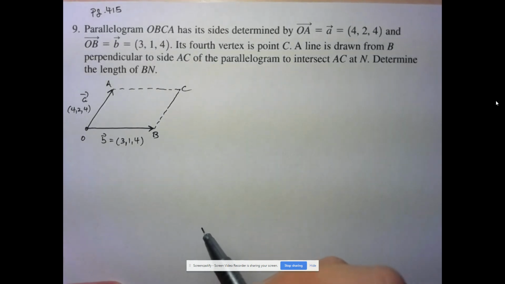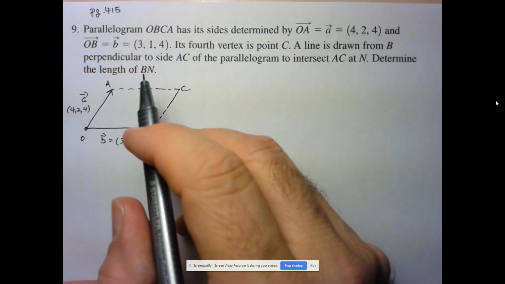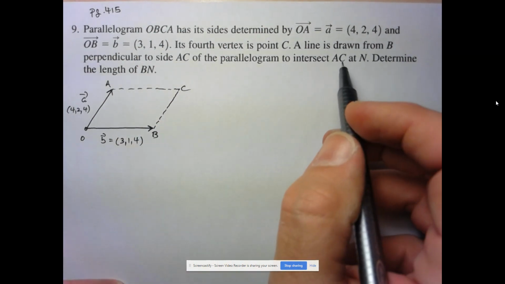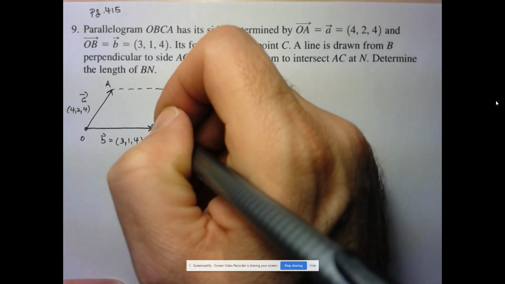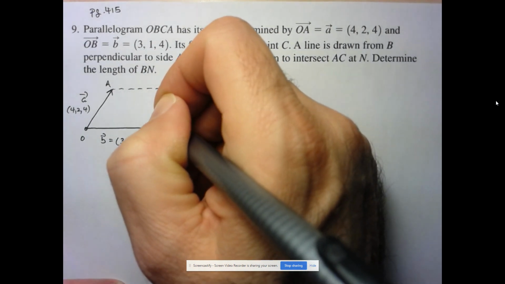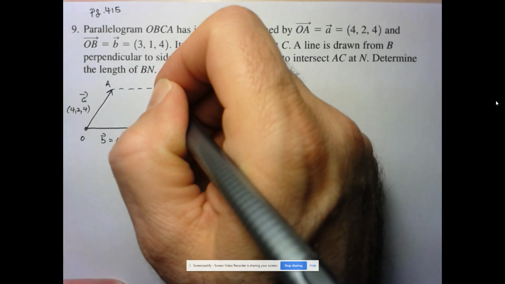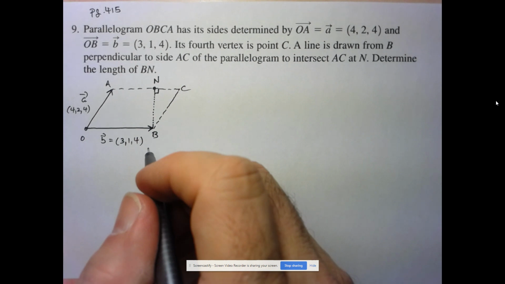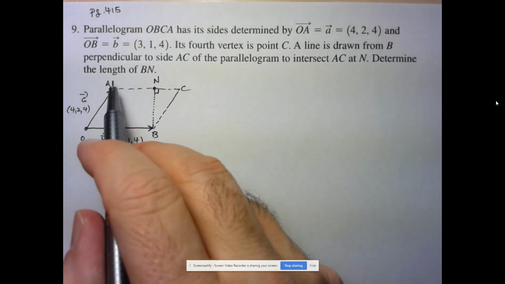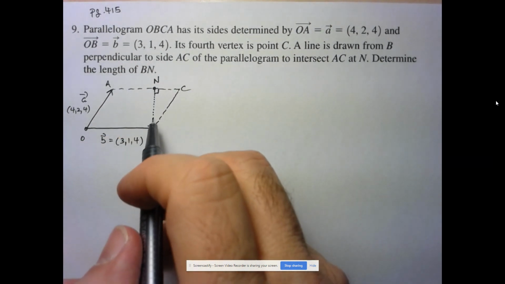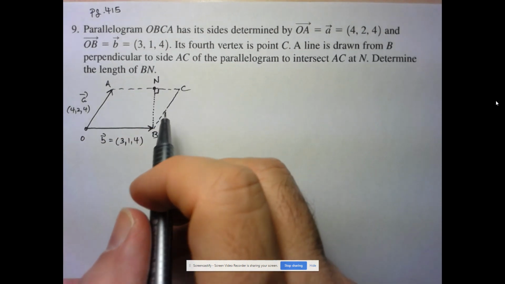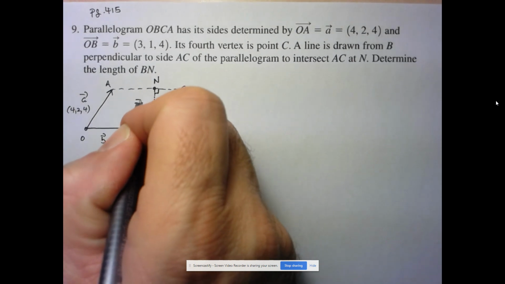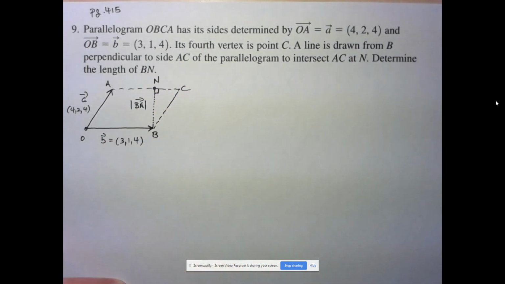So let's see what's going on. It says that a line is drawn from B perpendicular to the side AC, so that it intersects at N. So essentially we have a line that's being drawn perpendicular to AC, meeting at this point N. All right, so right angled. And they want us to determine the length of this side BN. Just to put it in context, this length BN is just going to be the magnitude of the vector BN. So that's what we're looking for.